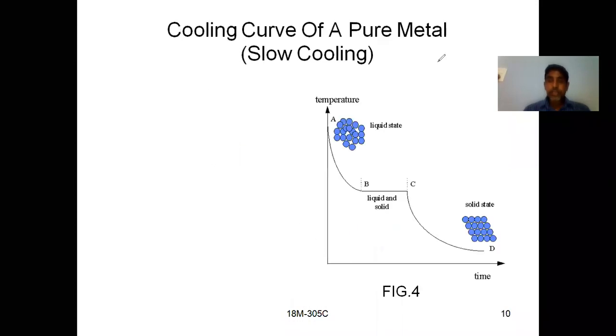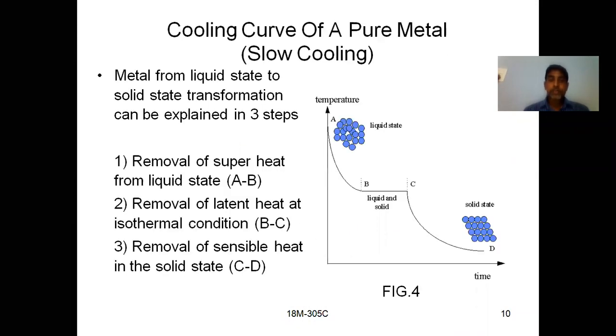See this one. These are the three steps we have. When you observe the diagram, you can observe these three steps. Metal transformation from liquid state to solid state can be explained in three steps: A to B, B to C, and C to D. A to B is the first step, B to C is the second step, and C to D is the third step. Removal of superheat from the liquid state is A to B. You have a high temperature, and that high temperature is removed from A to B.